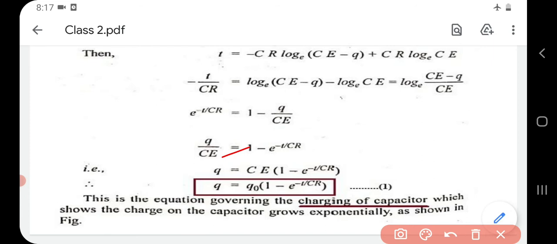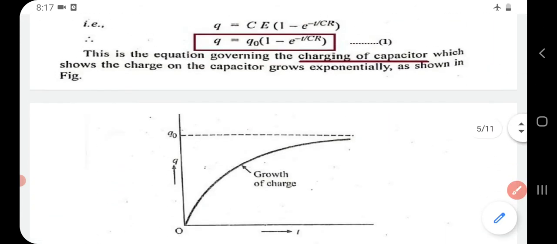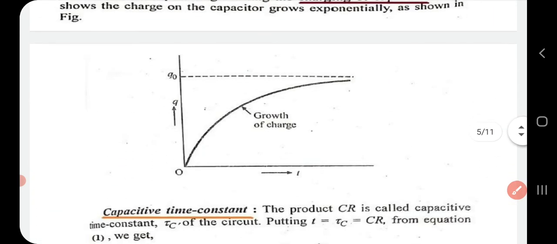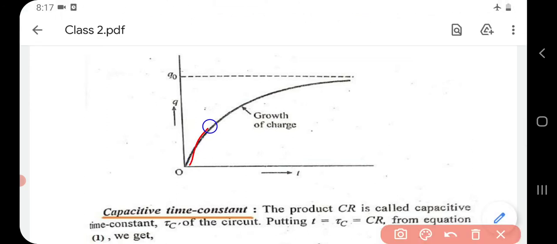So this is the equation governing the charging of a capacitor, and this actually shows that the charge on the capacitor grows exponentially. There is an exponential growth as shown in the figure given below. See, the charge is growing exponentially to the maximum limit Q0 with respect to time. This is the charge on the capacitor.